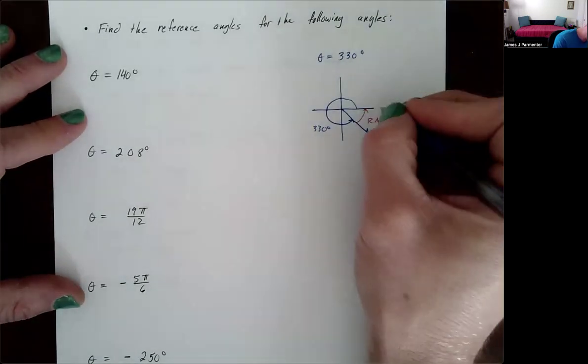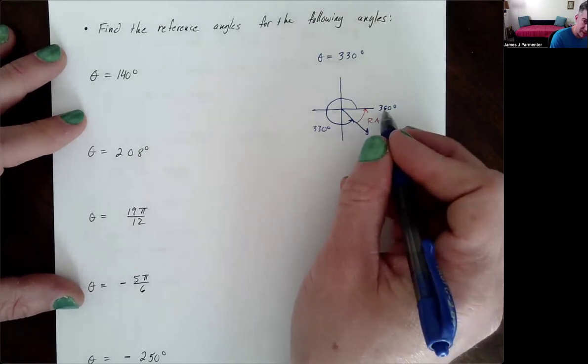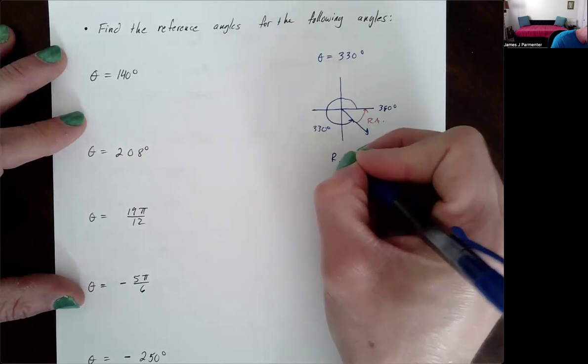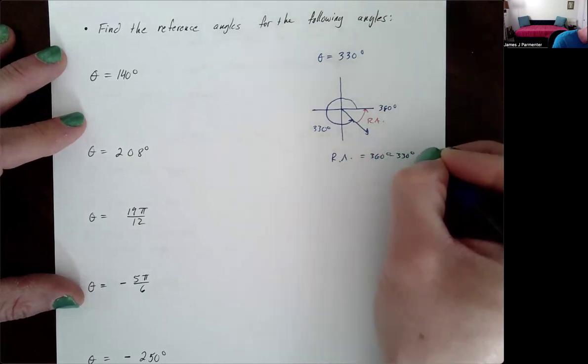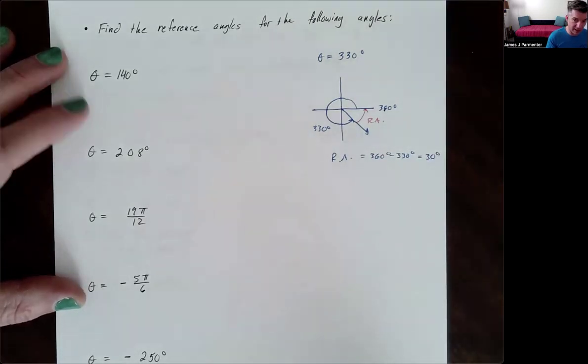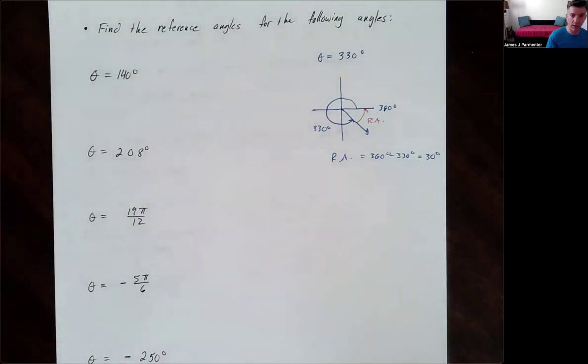And it's going to be the difference between the actual angle, 330, and the angle for the x-axis there, which is a full 360. So here my reference angle is going to equal 360 minus 330, which is going to be 30 degrees. You don't have to show all this work. If you can just see that the reference angle is 30 degrees, that's totally fine. But it's good to think about what's being subtracted from what. Let's do a few more examples.